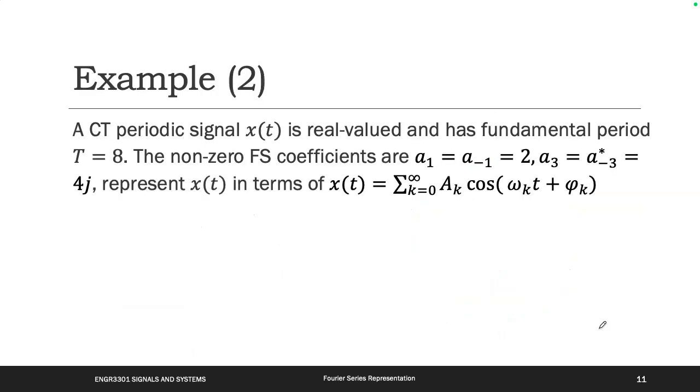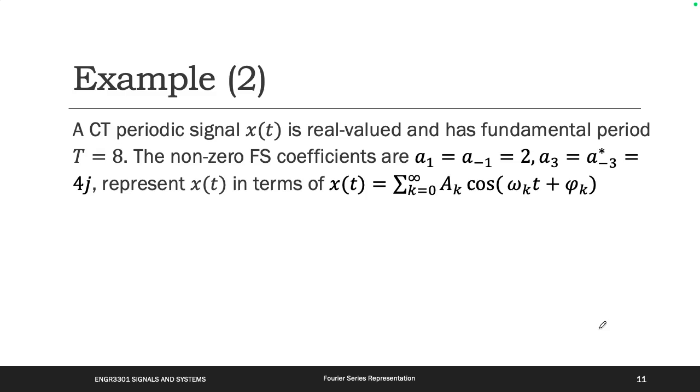Okay, let's try to review the other questions. A CT periodic signal is real valued and has a fundamental period T equal to 8. What's the fundamental frequency? The first thing is always to find the fundamental frequency. I give you the fundamental period is 8. I think this one is easy, am I right? 2 pi over T, am I right? Oh yeah, pi over 4.